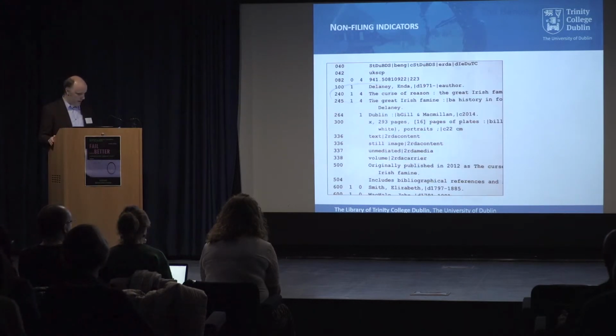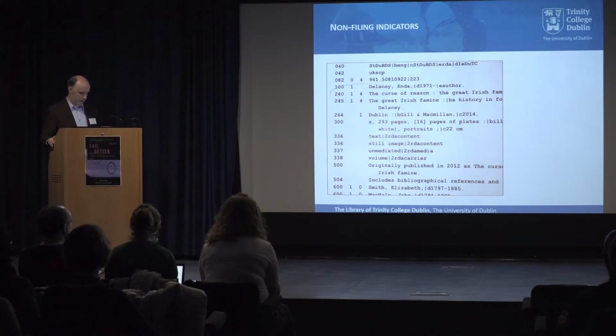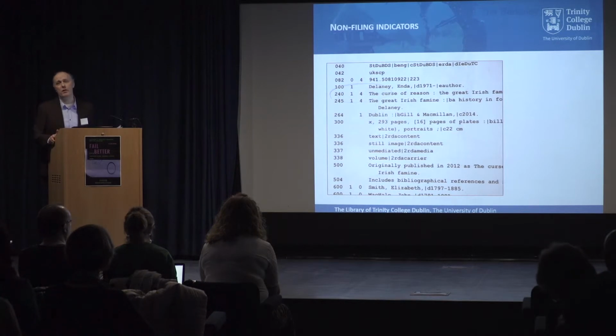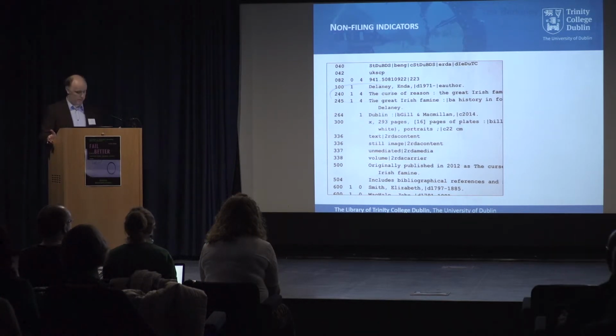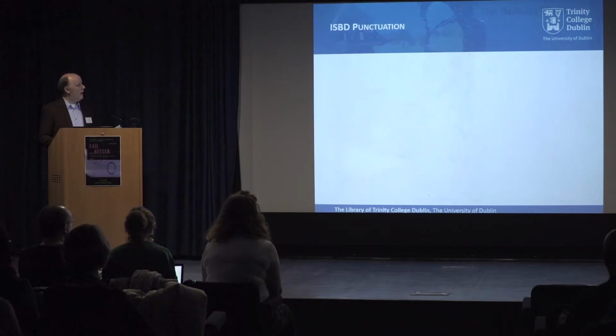Every MARC field is preceded by indicators, and it's impossible to remember what they all are because there's hundreds of them, so you're constantly looking to the MARC manual for help. The location and use of non-filing indicators, which are important for the correct indexing of titles, varies depending on the field, and in the case of the 240, which is the uniform title field, they're just simply not used at all, so you have to be very alert to this when you're creating the metadata.